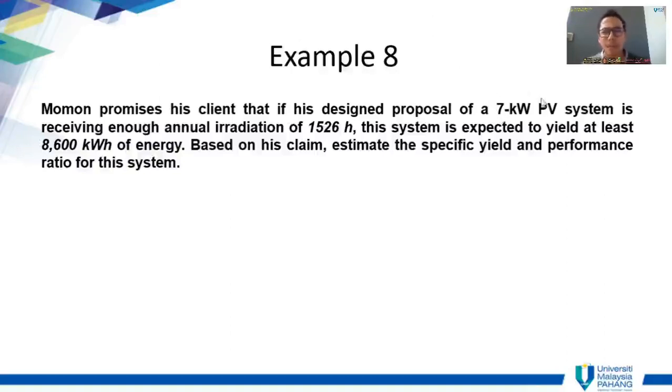So here we get the value of 7 kilowatt. What is the value for this? It is the value for P array STC. The key point here is watt and PV system, so the 7 kilowatt PV system is the P array STC. Next is annual irradiation of 1526 hours, which, if you still remember, is PSH per annum, 1526 hours. This is expected to yield at least 8,700 kilowatt hour of energy. So clearly it is the energy yield, or E system. So simple. You just have to calculate the specific yield and performance ratio.